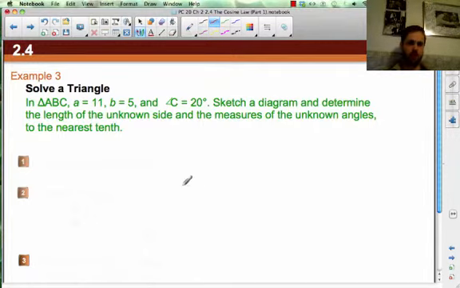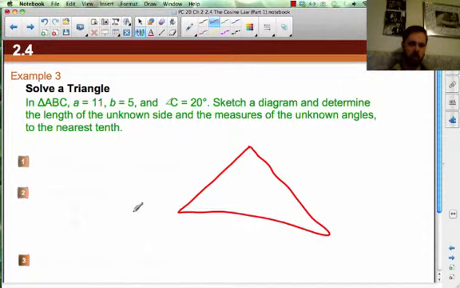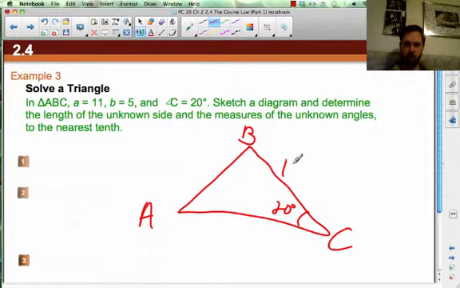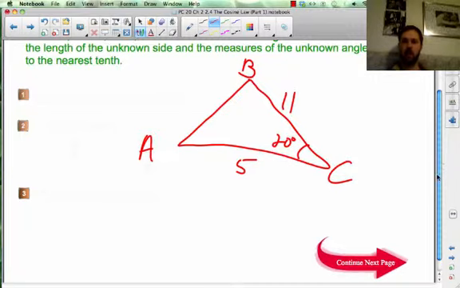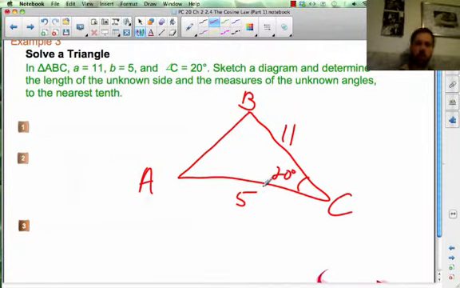Let's just make a triangle. Let's go A and B and C, and as it happens, C looks very near to 20 degrees. So side a will be 11, and side b, of course across from B, will be 5. So these are the things we know, and this is a side angle side triangle, and we know side angle side requires the use of the cosine law.